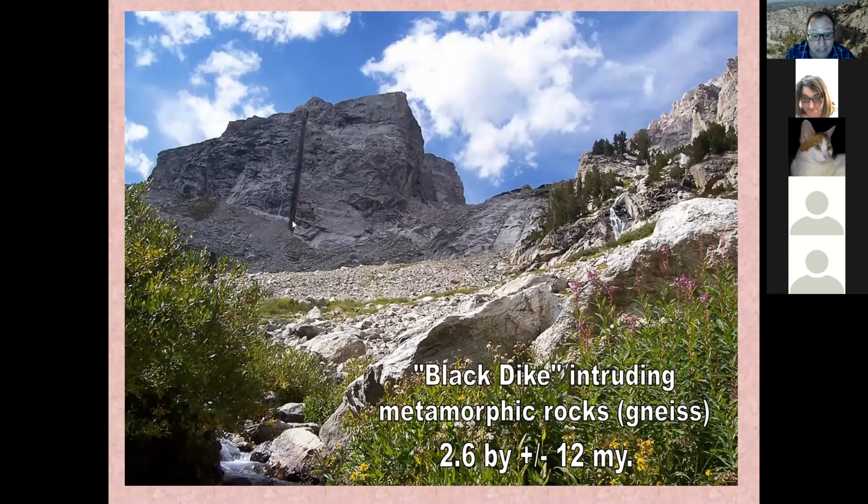Here's a metamorphic rock with a basalt dike going through it. A dike is a body of rock that cuts through an older rock. So this is actually 2.6 billion year old rock, much older than what we talked about on the East Coast. About 2.6 billion years ago, these rocks, in this case the gneiss, were formed, and later with a dike going through it.